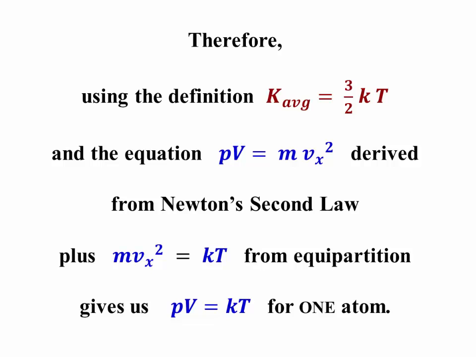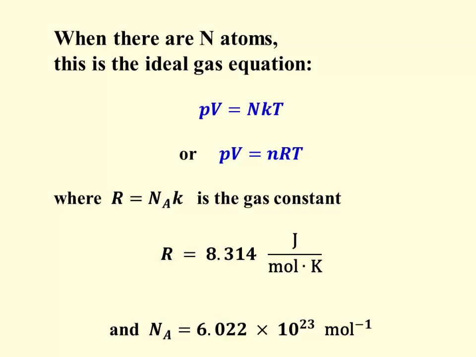Therefore, to summarize, using the definition that the average kinetic energy is 3/2 kT and the equation that the pressure times the volume equals mvx squared that we derive from Newton's second law for the elastic collisions with the wall, and then mvx squared equals kT that we got from that average kinetic energy equation with the equipartition assumption, that gives us PV equals kT for one atom. When there are N atoms, this is just the ideal gas equation, PV equals NkT. And if we replace Nk with lowercase nR, PV equals nRT.